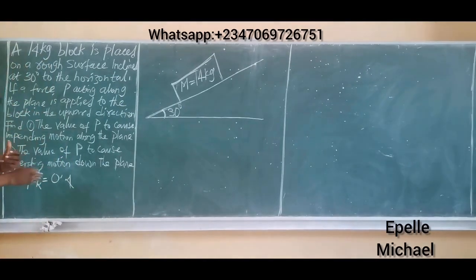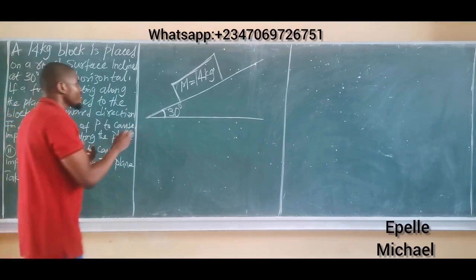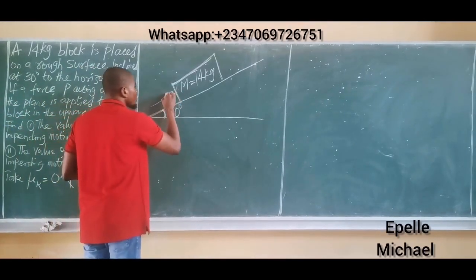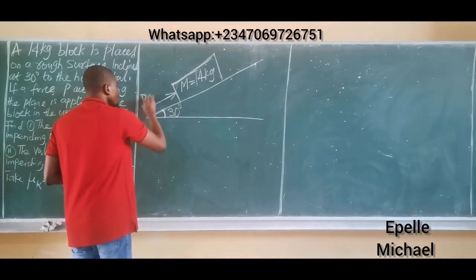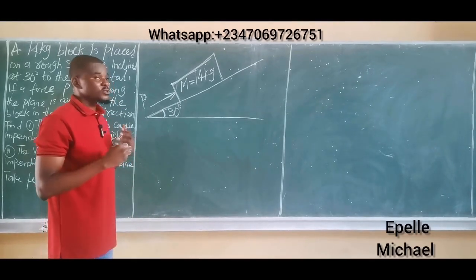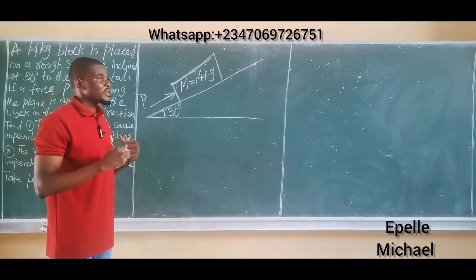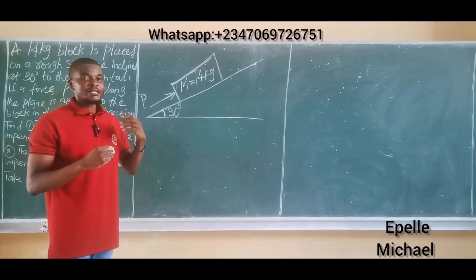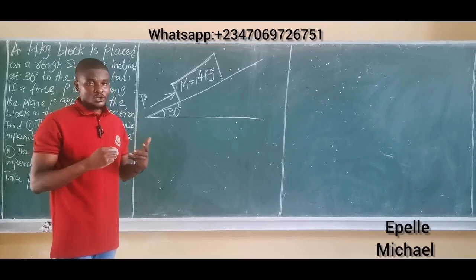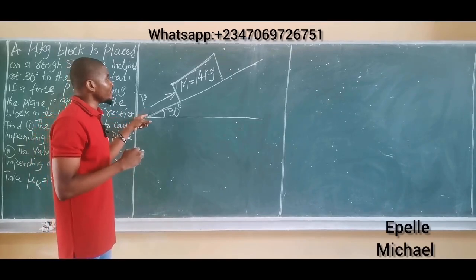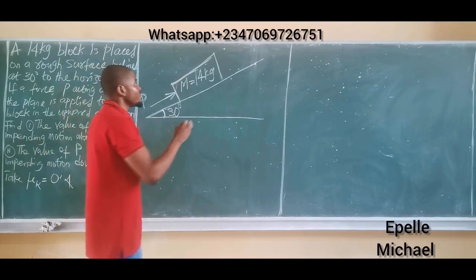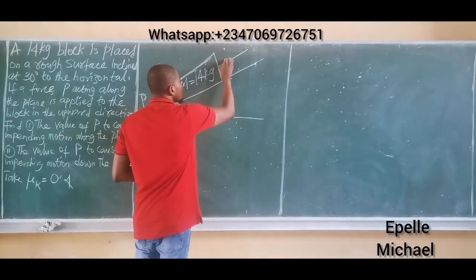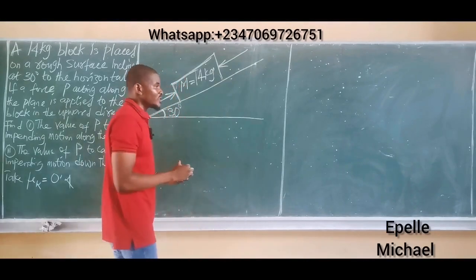Now, we were told that a force P acting along the plane is applied to the block in the upward direction. Which means this force is applied to this block in the upward direction, causing the block to exhibit motion up the plane. And in all our series so far on friction, I've said whenever a force is applied, the frictional force is always to oppose the motion of that force. So if this force P is pushing this block up the plane, it means I have a frictional force which is acting where? Down the plane.